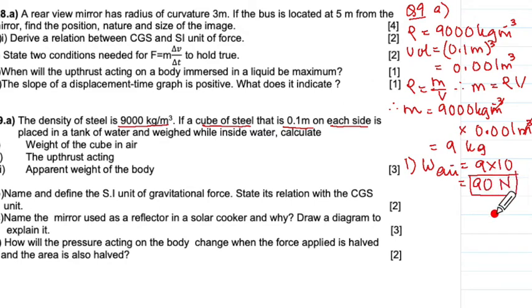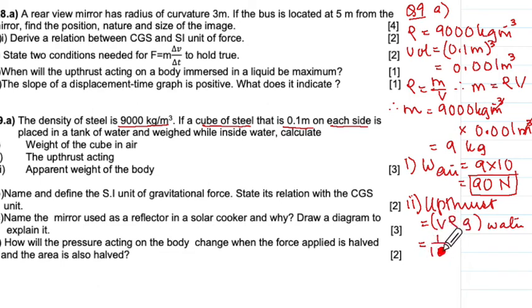But I want to write the SI unit. The upthrust acts. Now it is completely inside the water, so your upthrust is going to be equal to V rho g of the water. Now how much is the volume displaced by the water? The same as the volume of the cube.